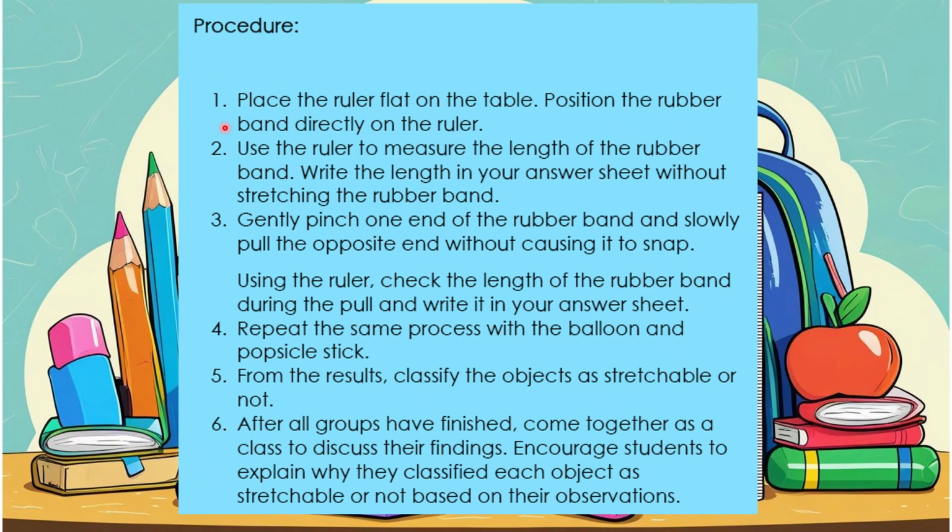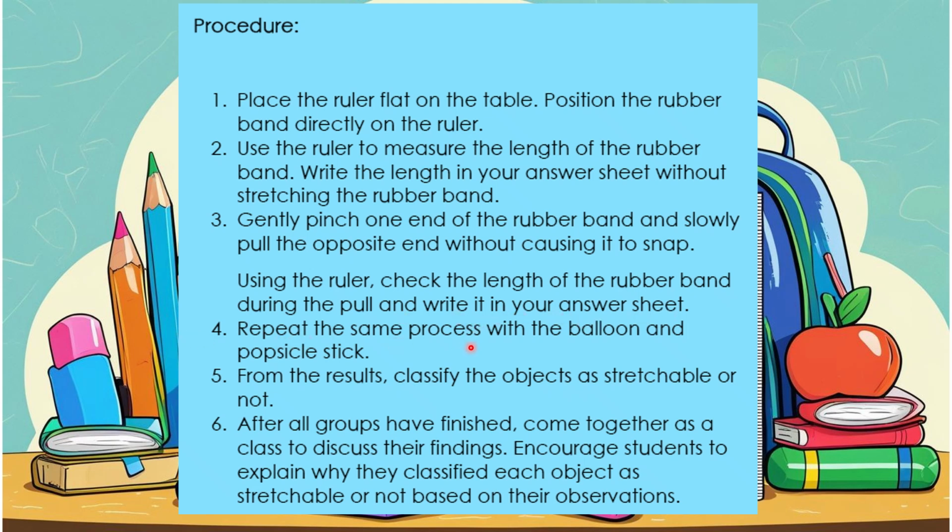Procedure. Place the ruler on the table. Position the rubber band directly on the ruler. Use the ruler to measure the length of the rubber band. Write the length in your answer sheet without stretching the rubber band. Gently pinch one end of the rubber band and slowly pull the opposite end without causing it to snap. Using the ruler, check the length of the rubber band during the pull and write it in your answer sheet.